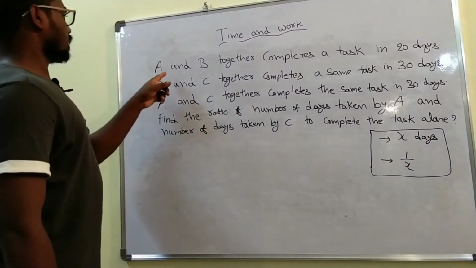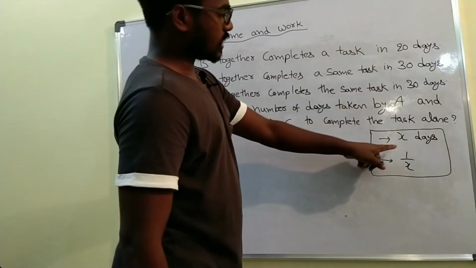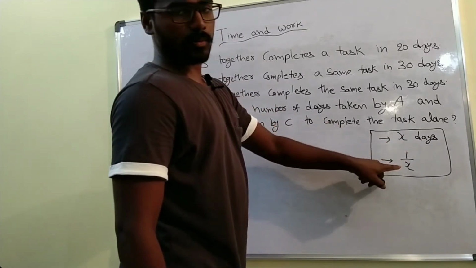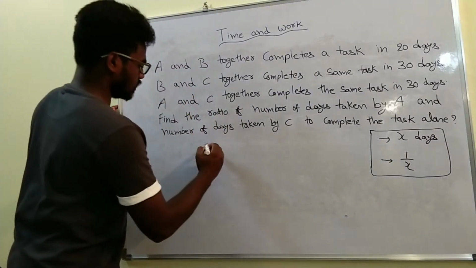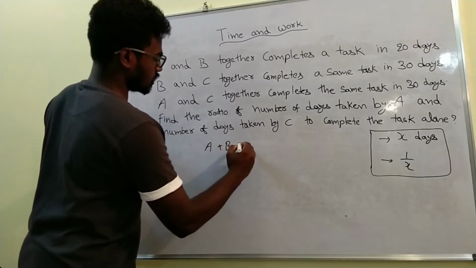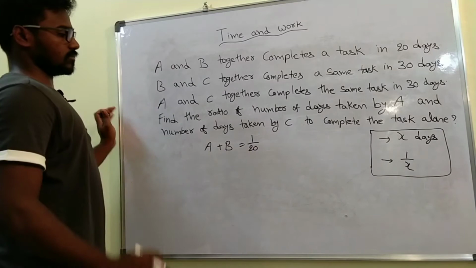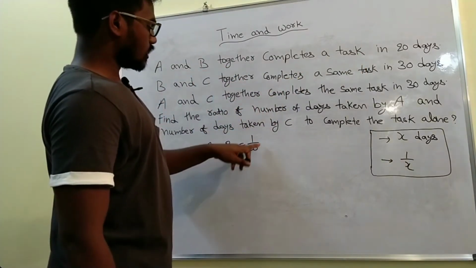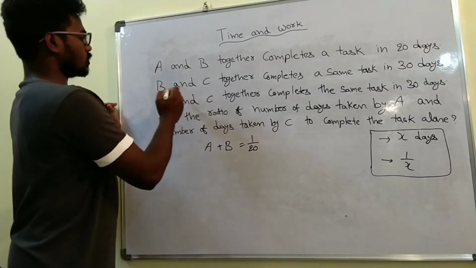Here we are given that A and B together complete a task in 20 days. If a task is completed in 20 days, then 1 by 20th part of the work is done in one day. So let's write: A's work in one day plus B's work in one day equals 1 by 20th part of the work. Together they take 20 days, and in one day together they complete 1 by 20th of the work.